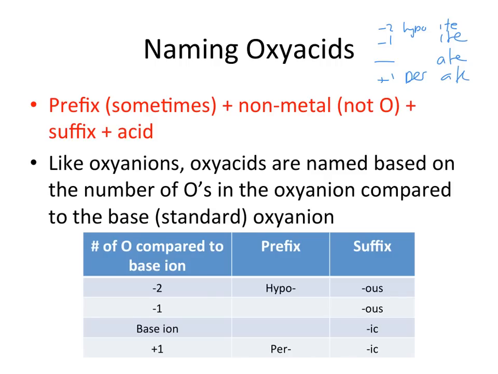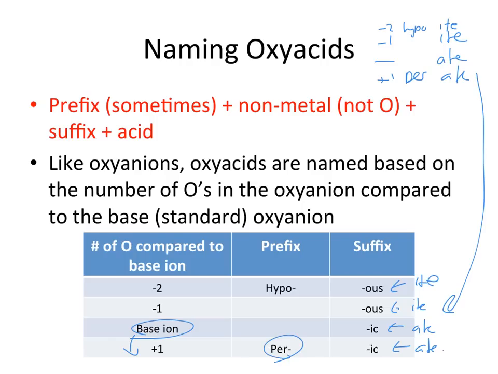So what we see here is that this table is almost directly related to this one. If the oxyanion has an ending of ite, it turns into -ous when it's an acid. Same thing, ite turns into -ous. If it has an ending of ate, it turns into -ic. So again, you look at your base polyatomic ion. If it has one more oxygen, it still keeps the per, but the ate ending turns into -ic. If you have, for example, two less oxygens, you still have that prefix hypo, but that ite ending for the oxyanion turns into -ous for the oxyacid.